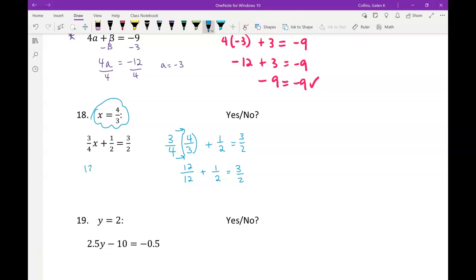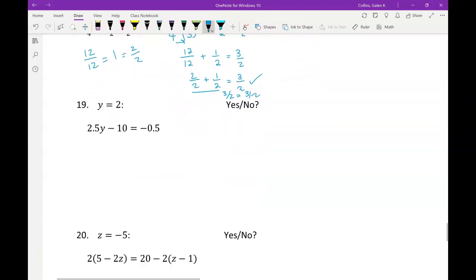Not only is 12/12 equal to 1, but I could also write that as 2/2. And the reason I may want to do that is that now I have common denominators. When I'm adding, I get common denominators and I get 3/2 equals 3/2. So yes, 4/3 is a solution because 2/2 plus 1/2 is indeed 3/2.